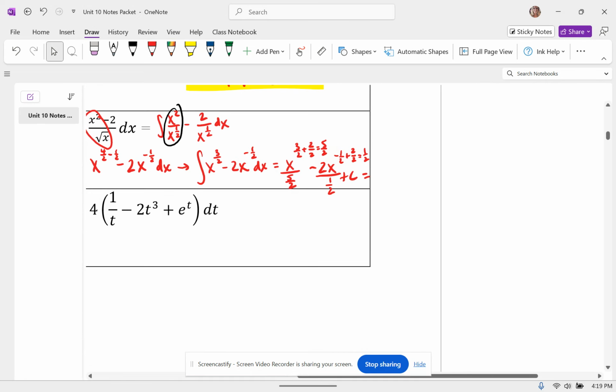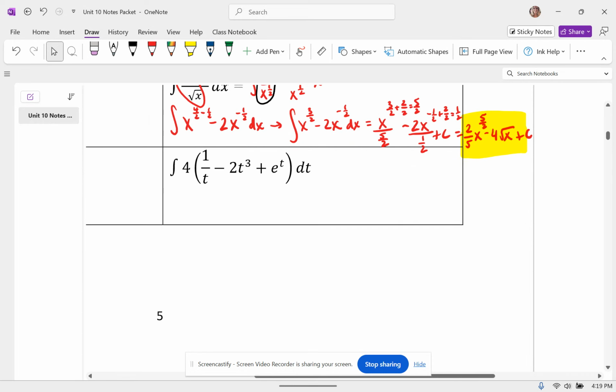So now I'm going to have x to the 5 over 2, but I'm dividing it by 5 over 2. So now I'm going to be multiplying by 2 over 5, x to the 5 over 2, minus the 2 times the square root of x, and then divided by 1/2 is the same thing as times 2. Wow, lots of mental math to keep track of here. Okay. That one's all set. Perfecto. Let's go to the next one.